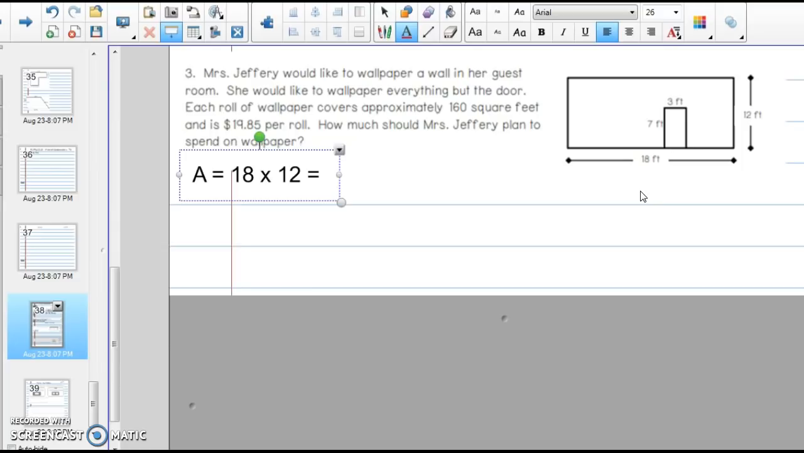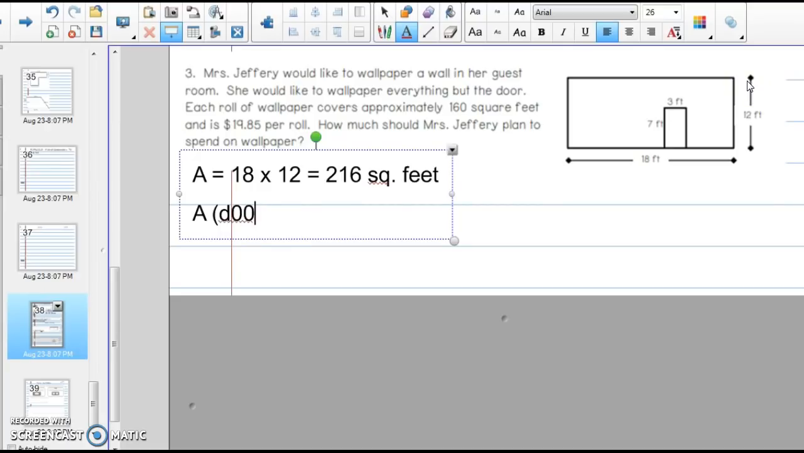18 times 12 would give us an area of 216 square feet. That's for the big rectangle. The smaller rectangle, the door, we also need to calculate the area of it, and then we're going to take it out. Sort of like those shaded figures that we've been working on in class. Remember, we take out or subtract out the part that is not shaded. So once we find the area of this door, then we're going to take it out. So we would multiply 7 times 3 for the area of the door, and we would get 21 square feet.